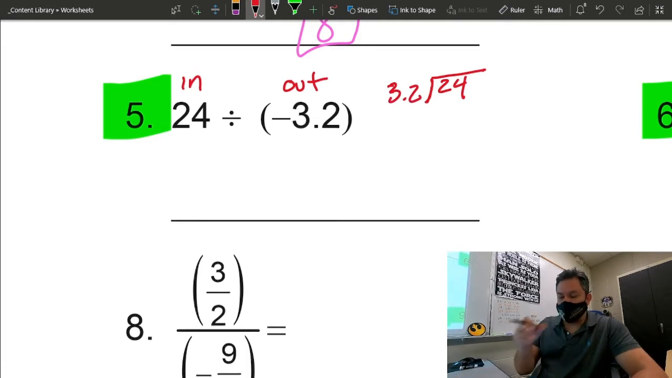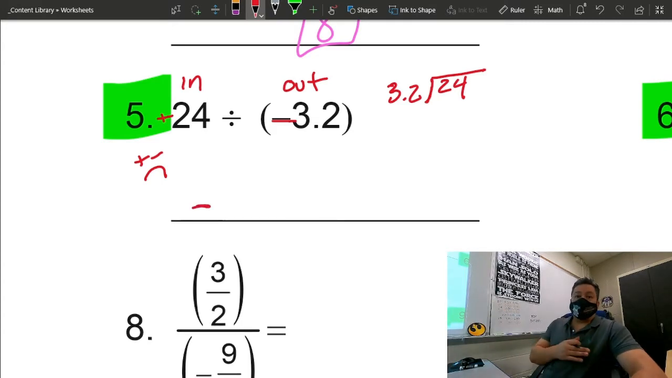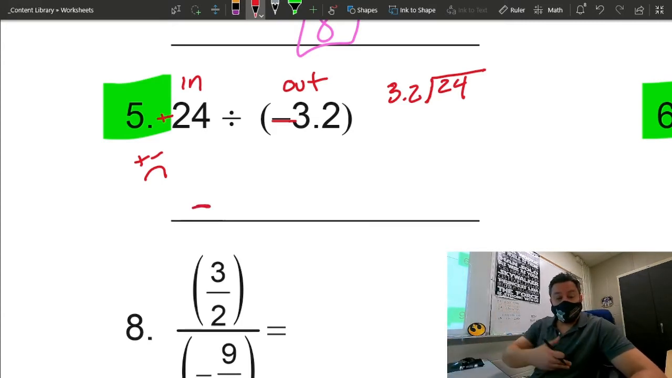Let's not worry about the signs in the division per se, but let's look at the signs that I have. I have a positive and a negative. So my answer has to be what? Negative, right? My answer is going to be negative. Let's get that out of the way. If you have multiple choice, cancel out all the positive ones.